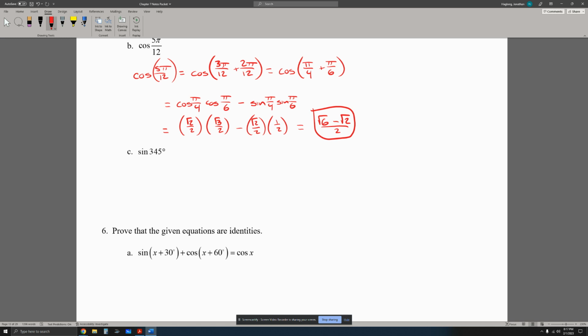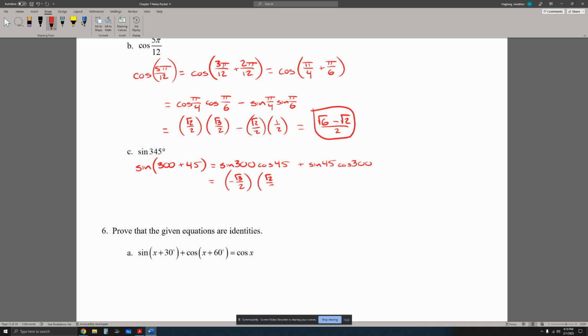So I noticed that this could be written as the sine of 300 plus 45. Therefore, using our sum formula, we have the sine of 300, cosine of 45, and then plus the sine of 45, cosine of 300. So alternating sines and cosines, the operator stays the same. So sine of 300, this is equal to negative root 3 over 2. Watch those negatives. This is quadrant 4.